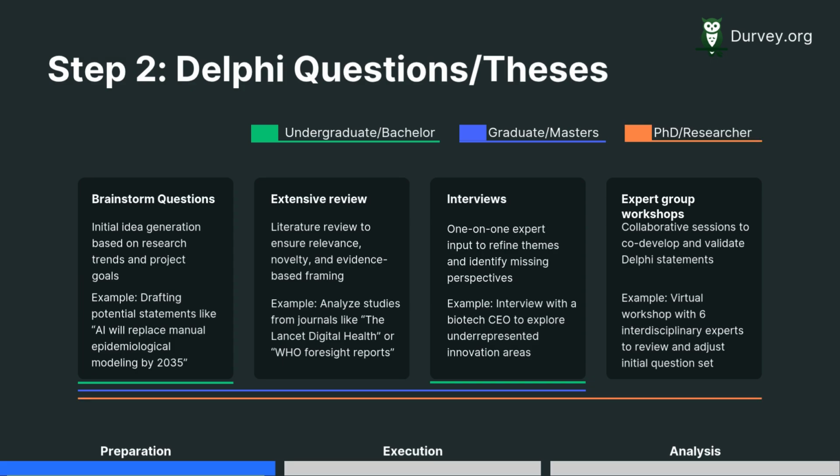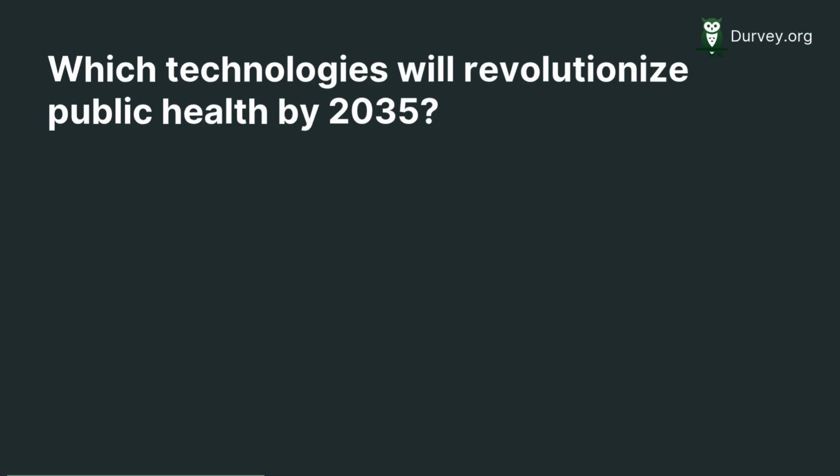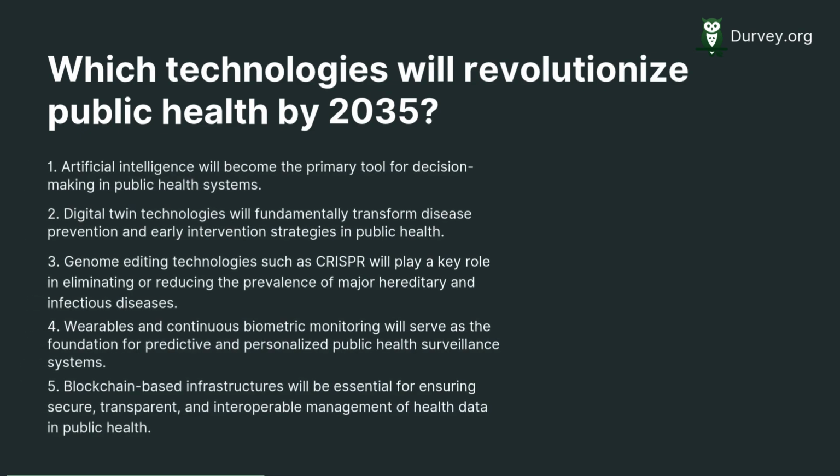PhDs or researchers should use multiple sources such as literature, interviews, etc., and possibly run workshops for collaborative thesis development. In our example, we formulated 5 specific theses, each representing a transformative technology trend. Artificial intelligence as the main decision support tool in public health systems. Digital twins, reshaping disease prevention and early interventions.